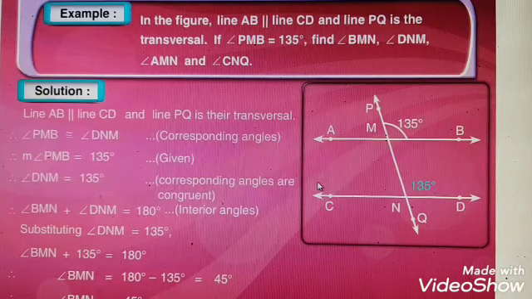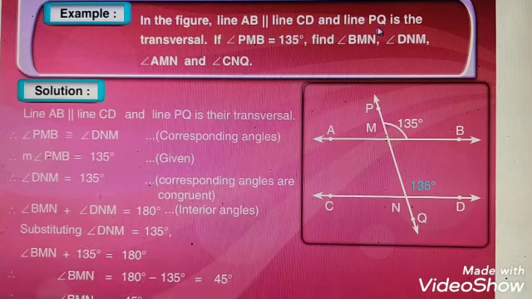Now let's take one example. In the figure, line AB is parallel to line CD and line PQ is the transversal. If angle PMB is given as 135 degrees, then find angle BMN, means this angle, and angle DNM, means this angle, and angle AMN, means this angle, last is CNQ, means this angle. Let's start the solution. How will you start?